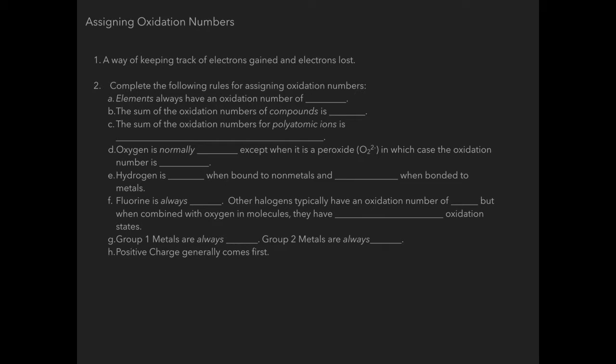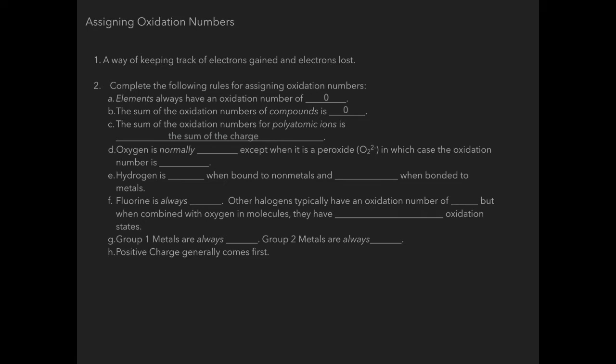Now, oxidation numbers are simply a way of keeping track of how many electrons are gained, how many electrons are lost, and by whom. So, in order to understand oxidation reduction reactions, we have to be able to assign these oxidation numbers. To start off with, elements always have an oxidation number of 0. If they have no charge and they're by themselves, they have a 0 oxidation number. The sum of the oxidation numbers of compounds is also going to be 0. And then if you have a polyatomic ion, the sum of its oxidation numbers is simply going to be the sum of the charge of that polyatomic ion.